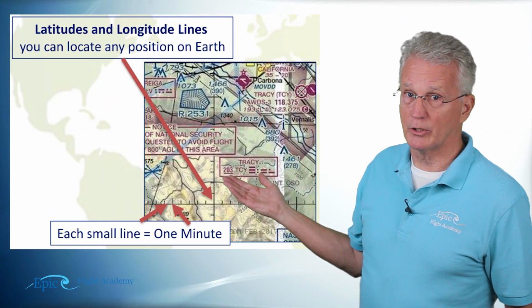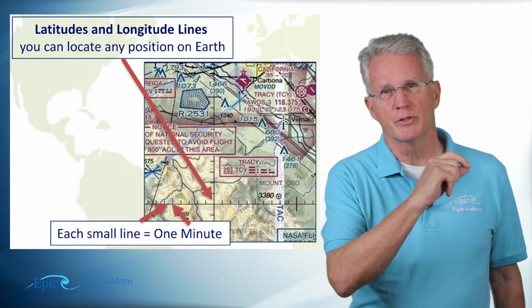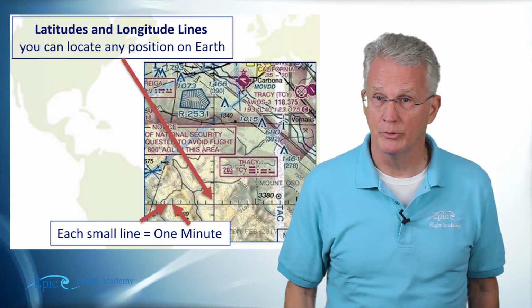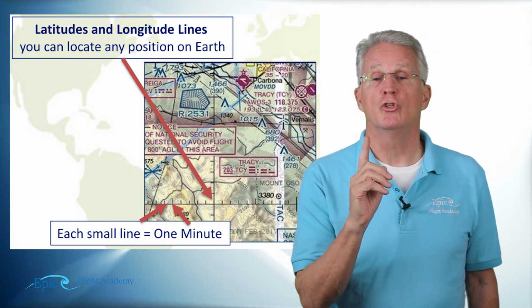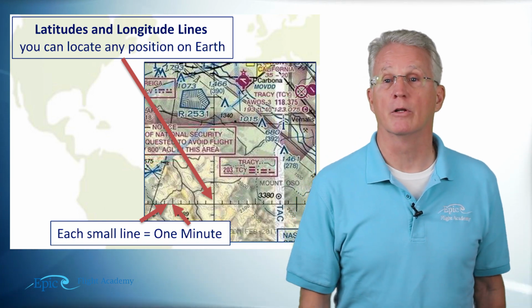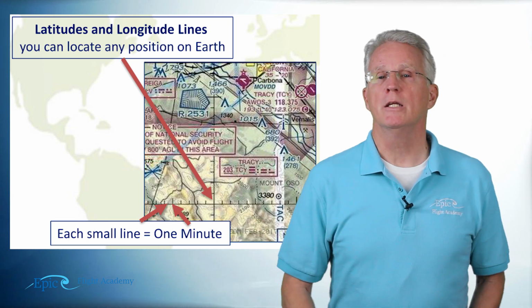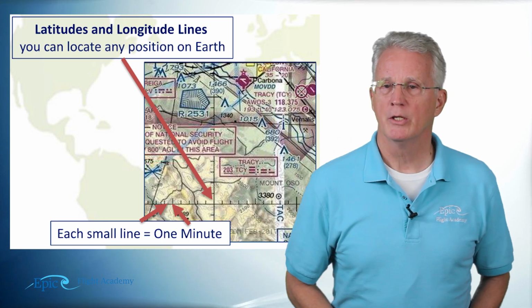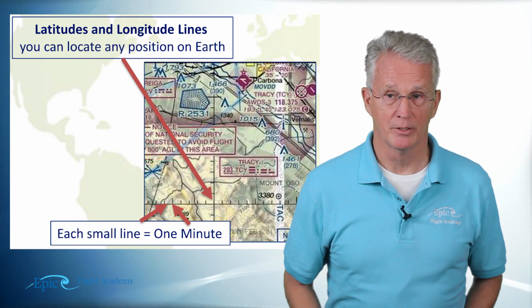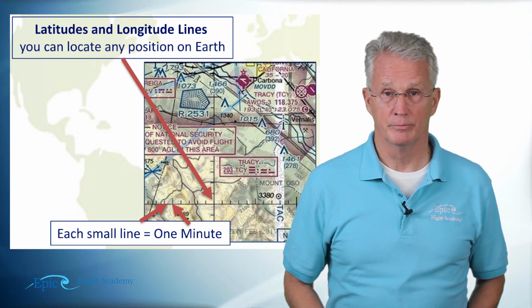Now, let's take a look at lines of latitude and longitude on this sectional chart excerpt that you see here. As you examine these lines of latitude and longitude, notice each degree of latitude and each degree of longitude is divided up into 60. Each of these small tick marks is referred to as a minute of latitude or a minute of longitude.